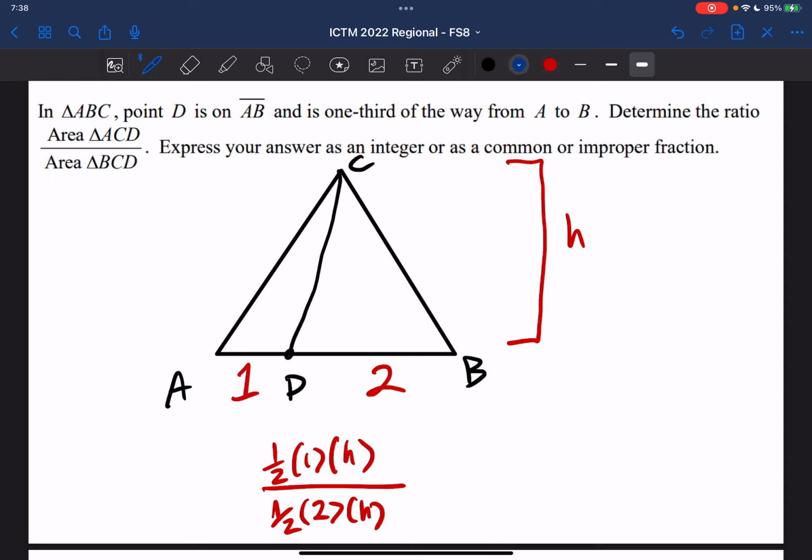Now what cancels? Well, the 1/2s cancel, and the h's cancel, which leaves 1/2. So there's our ratio.